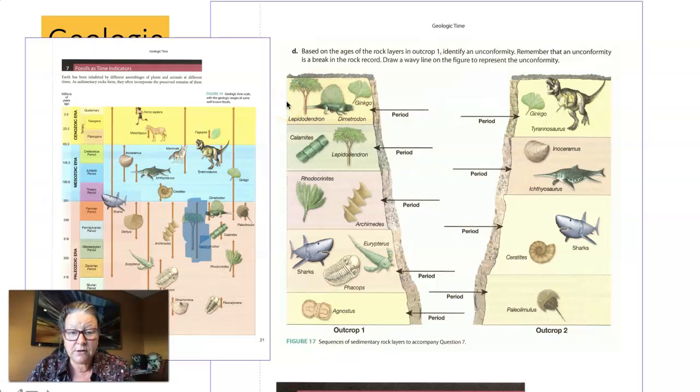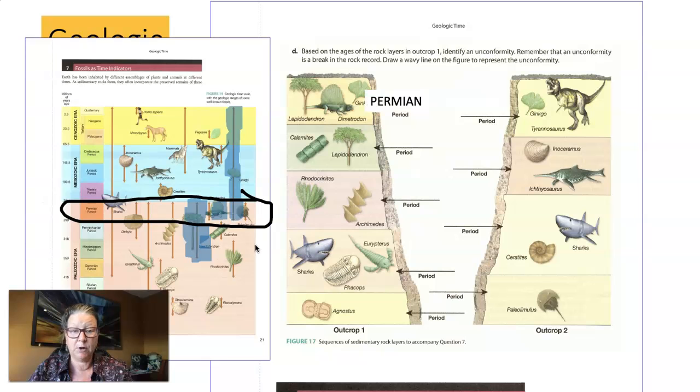The lepidodendron, I've highlighted here on our geologic time scale, was around from Mississippi into Permian. The dimetrodon was around here. And the ginkgo, we've already talked about, showed up in the Permian and is still around today. So what time period must this rock unit be? It has to be Permian, because that's the only time when all 3 of these organisms were alive. So that's what you're going to do for each of these different rock units.